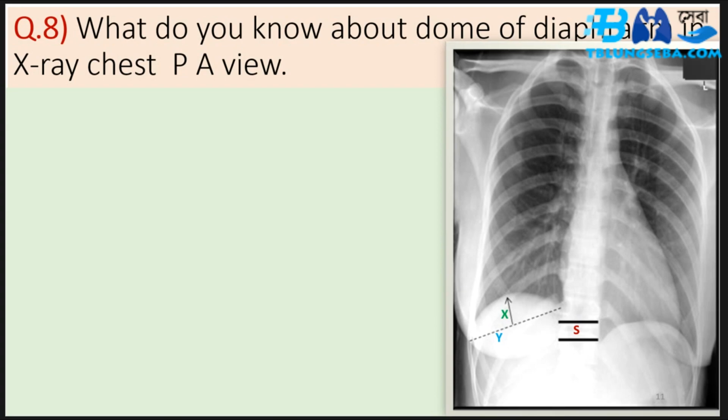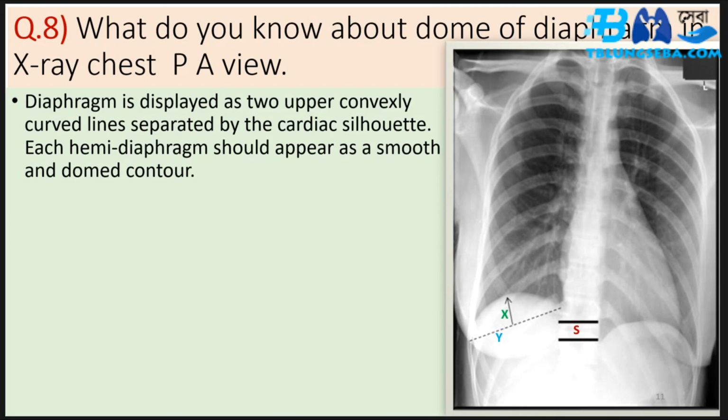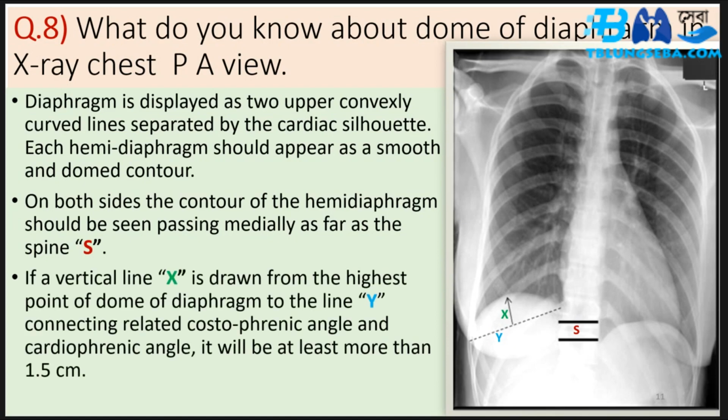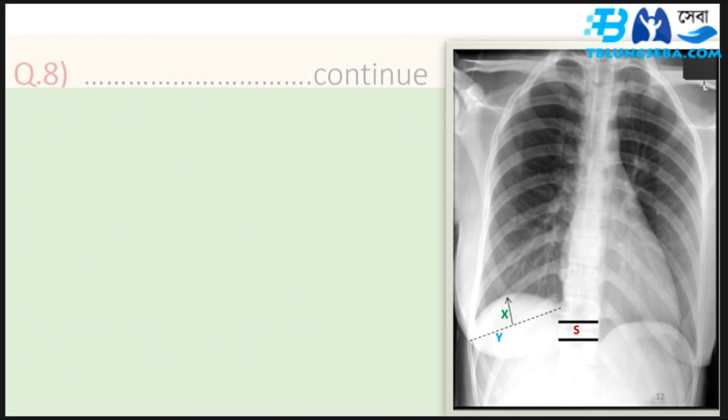Q.8. What do you know about dome of diaphragm in X-ray chest PA view? Diaphragm is displayed as 2 upward convexly curved lines separated by the cardiac silhouette. Each hemidiaphragm should appear as a smooth and domed contour. On both sides, the contour of the hemidiaphragm should be seen passing medially as far as the spine, S. If a vertical line X is drawn from the highest point of dome of diaphragm to the line Y connecting the related costo-phrenic angle and cardiophrenic angle, it will be at least more than 1.5 cm.